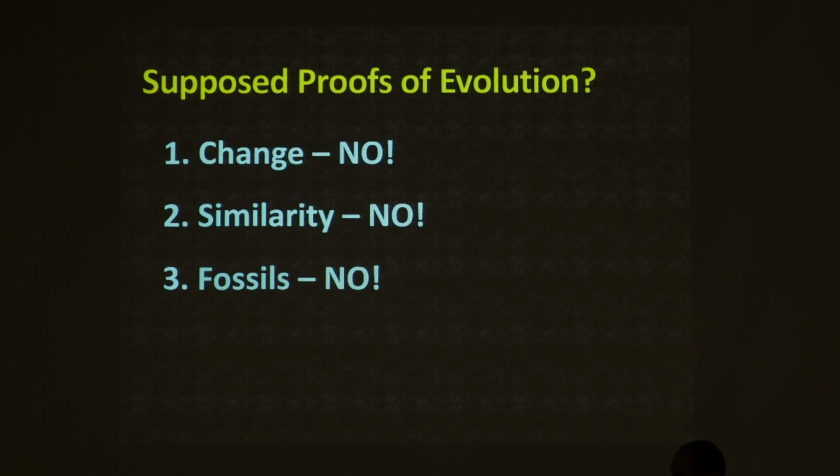Proofs of evolution? No. Change, similarity in fossils. We see that they don't prove Darwinian evolution. They don't prove that animals are changing from one kind to another, or that it took place supposedly millions of years ago. Those are not proofs of evolution.